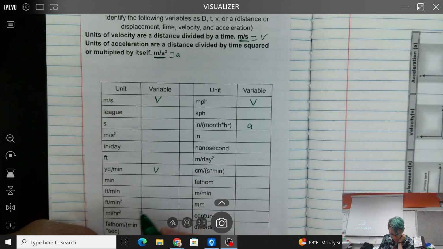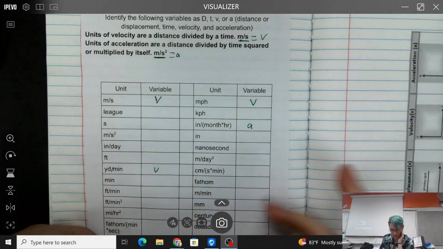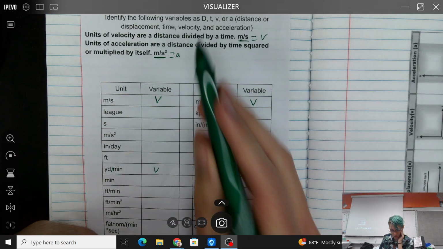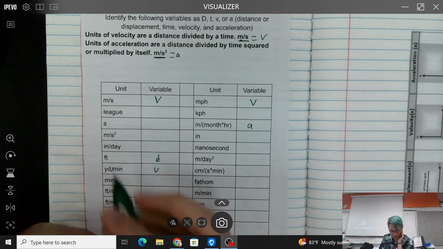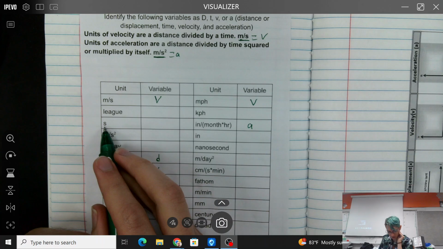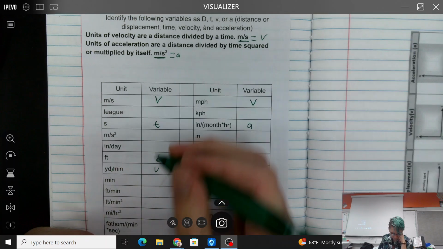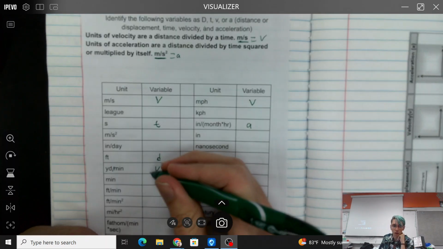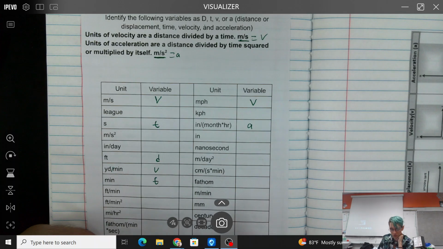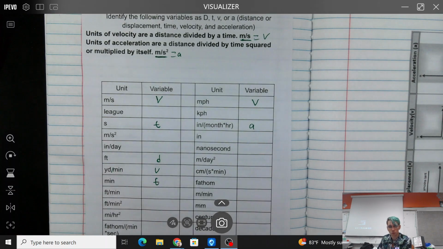If it's just feet by itself, what is feet by itself? You know, it's a distance. And then, once again, seconds, we know is time, draw a T. Minutes, we know is time, draw a T. So practice these, come check it against mine, and feel free to use Google to be like, okay, what would this be?